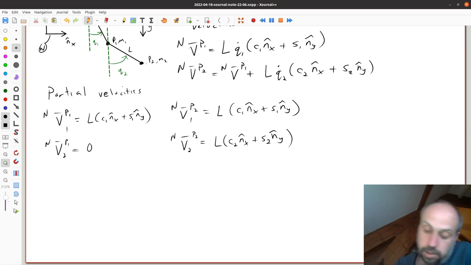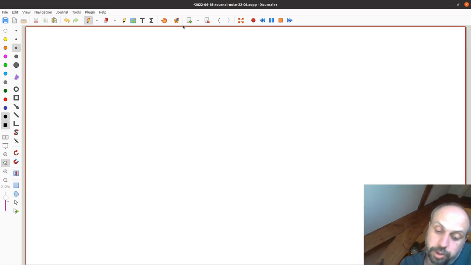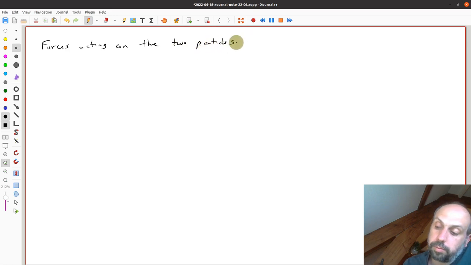All right. Let me just go to a new page. So we now need the resultant forces acting on each particle. So let's do the forces acting on the two particles. To do so, we're going to draw some free body diagrams. So we've got particle 1 and particle 2. We'll separate them out and then draw the forces that are acting on them.